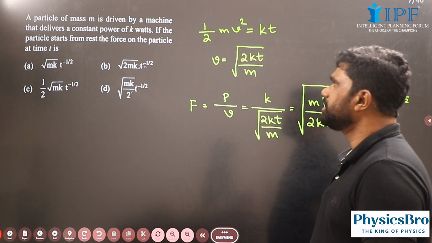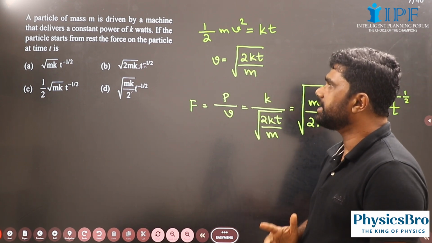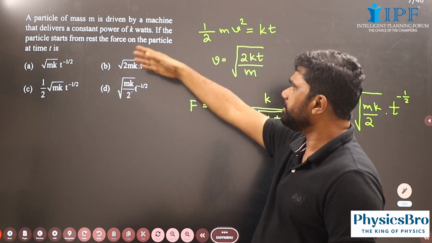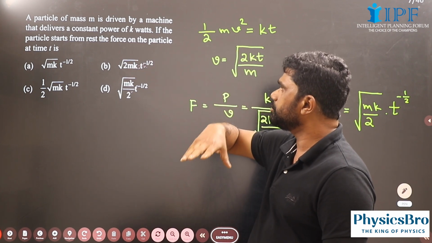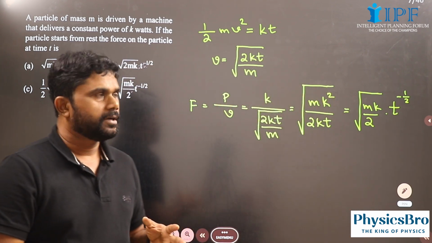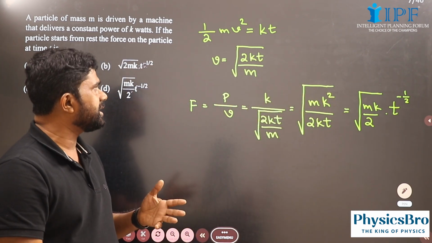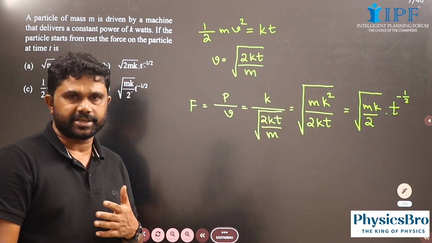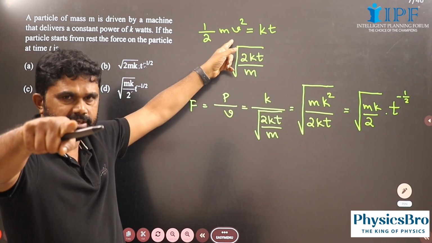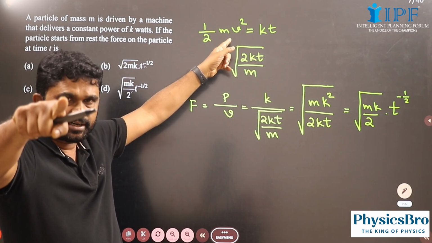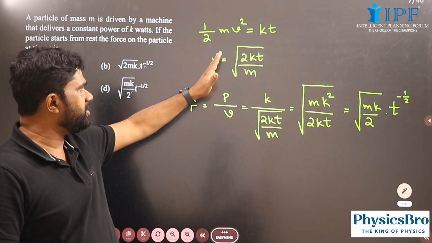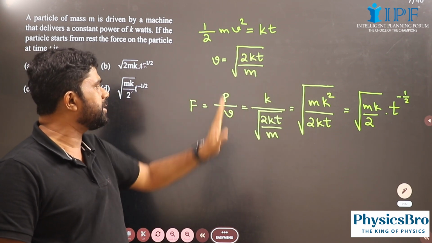A particle of mass m is driven by a machine that delivers constant power of k watts, small letter k. If the particle starts from rest, and the force on the particle at time t is... If it starts from rest, see, work done equals change in kinetic energy, which equals final kinetic energy. So half mv square, that is final kinetic energy, minus 0 initial kinetic energy. That is the increase in kinetic energy, equal to power into time. From this we will get v equal to under root 2kt by m.